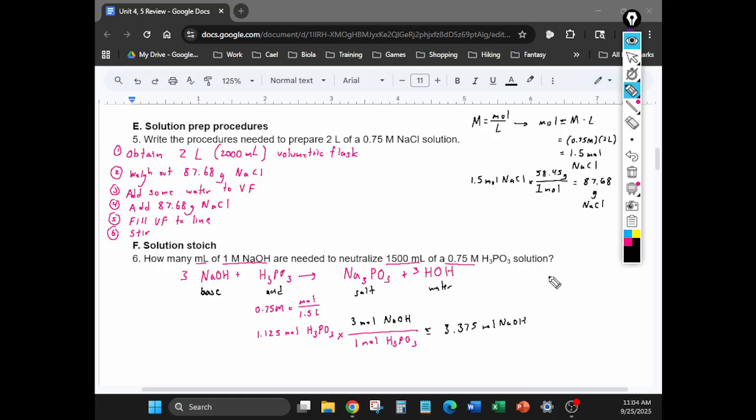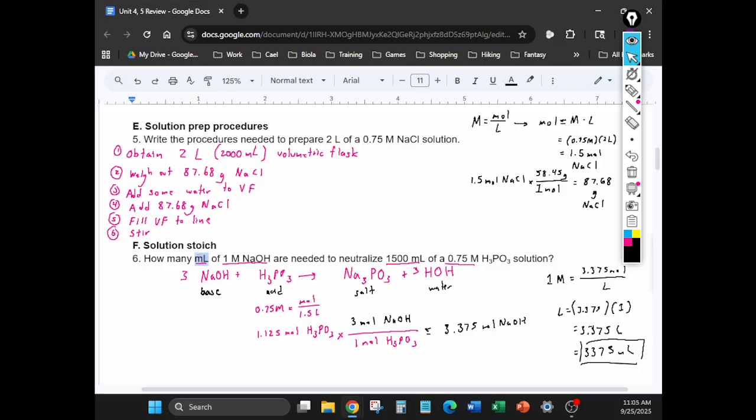Then we know from the molarity equation that it's 1 molarity NaOH, 3.375 moles, and we want to find liters. If you rearrange the equation, it'll just be 3.375 times 1, and that's going to be liters. To get milliliters, multiply it by 1,000, giving 3375 milliliters. That's pretty much it. That's the type of question you'll have. Just make sure you put in the unit of measurement it asks you for, milliliters, so you have to multiply by 1,000.